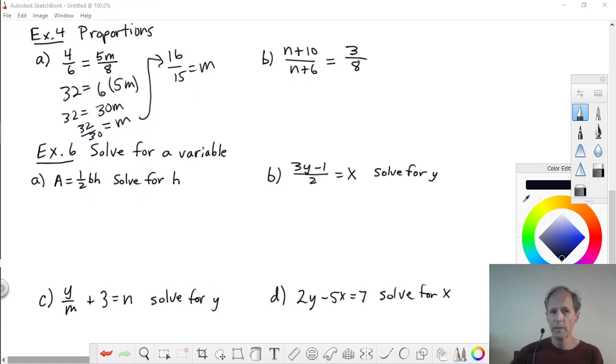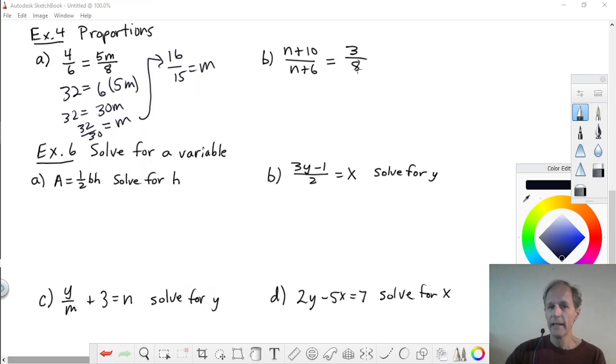And you cross multiply just like the one we just did, but you have to be careful when you cross multiply that. You take n plus 10 times 8, you have to take the entire thing, n plus 10 times 8. You can't multiply just the n. That would be a common mistake, but don't do it. Remember, the bar is a grouping symbol. It's just as though you had parentheses around n plus 10.